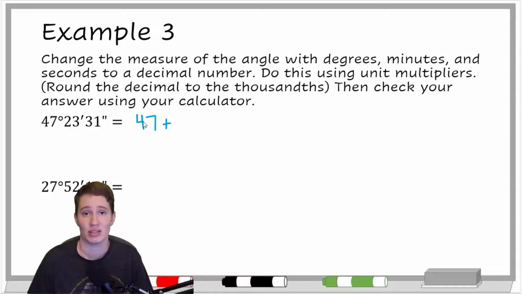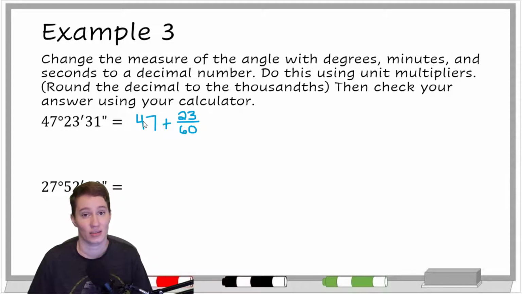So 23 minutes is how much of a degree, or in other words, how much of an hour? Because the same people that gave us 60 minutes in an hour and 60 seconds in a minute are the reason that we have this whole thing going on. Same people. They really like the number 60. So 23 minutes is going to go over 60 because there are 60 minutes in a degree. Then this next one is seconds, 31 seconds.